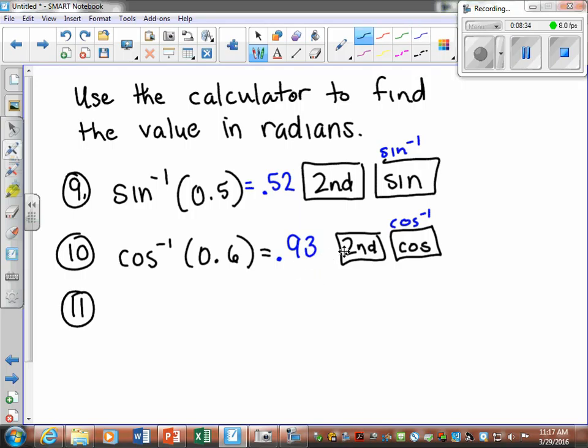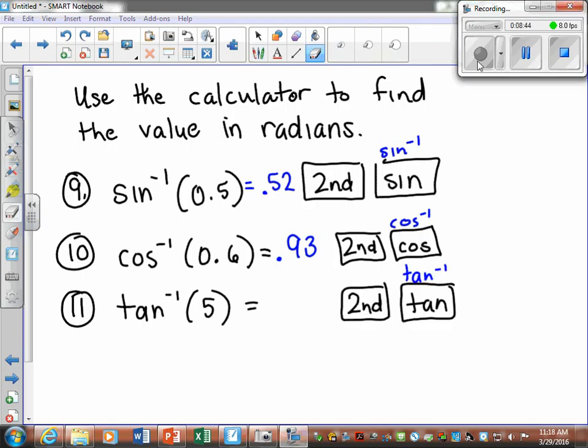And our last one we're going to do is tangent inverse of 5. Okay, so you'll hit the second tan button and then put 5 in, and I got approximately, rounded to two decimal places, 1.37. Tangent is from negative pi halves to pi halves, and pi halves is about 1.57, so that's negative 1.57 to approximately positive 1.57, and this answer is in that range as well.